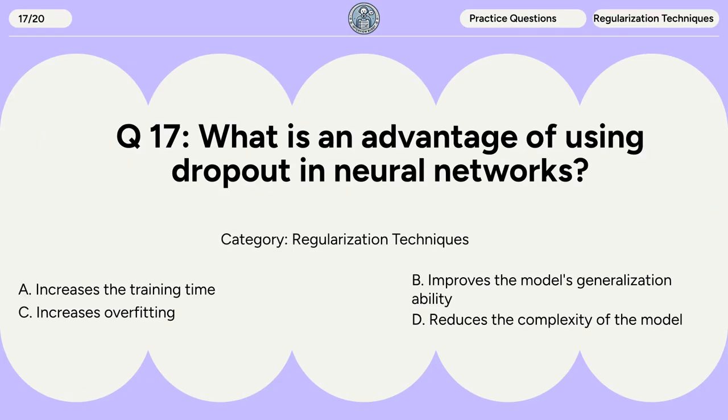Question 17. What is an advantage of using dropout in neural networks? A. Increases the training time. B. Improves the model's generalization ability. C. Increases overfitting. D. Reduces the complexity of the model.